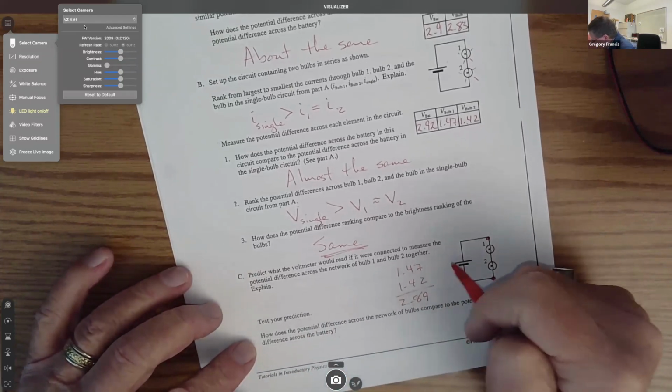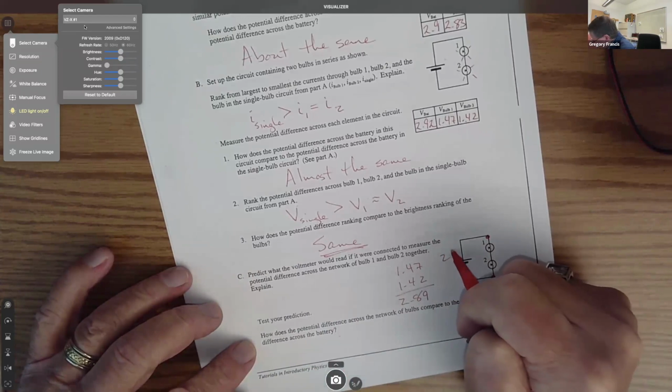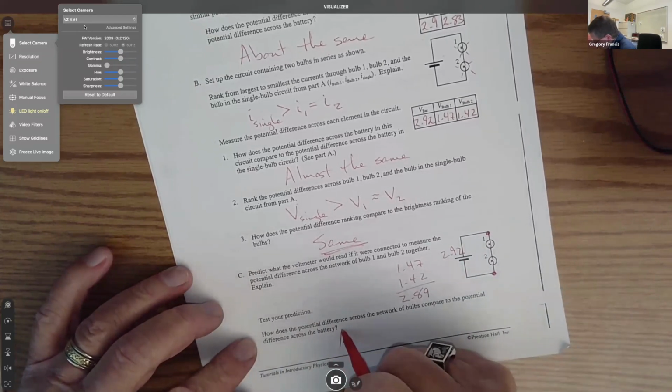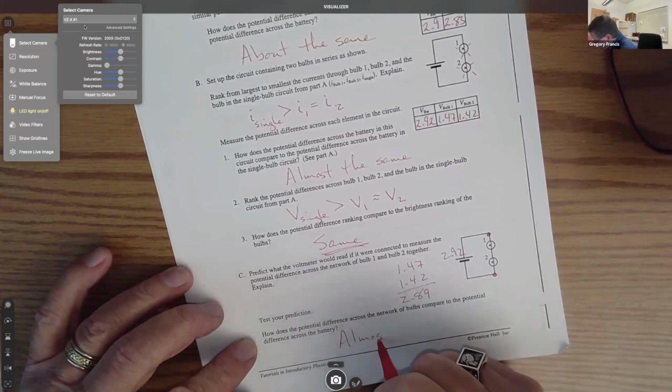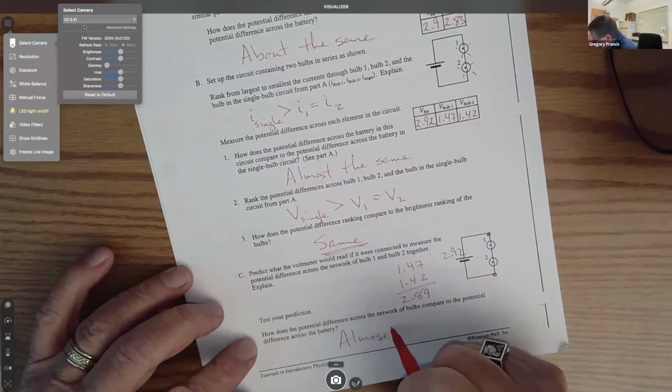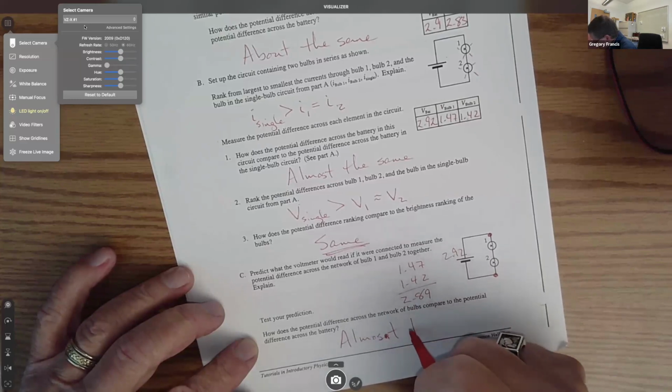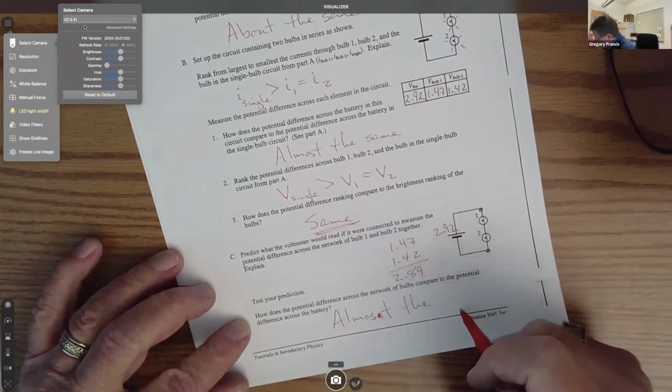Well, the voltage across the battery, remember, was 2.92. And so almost the same.